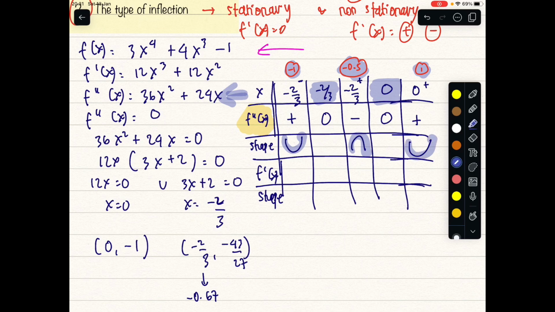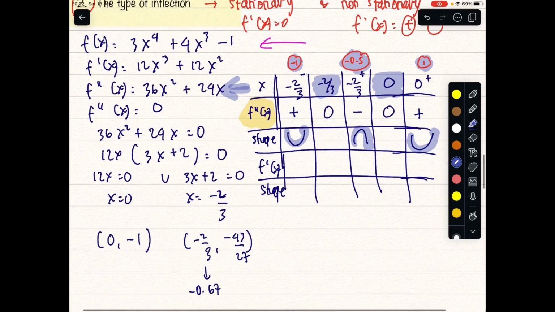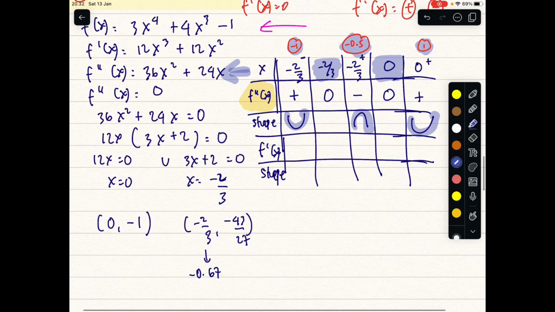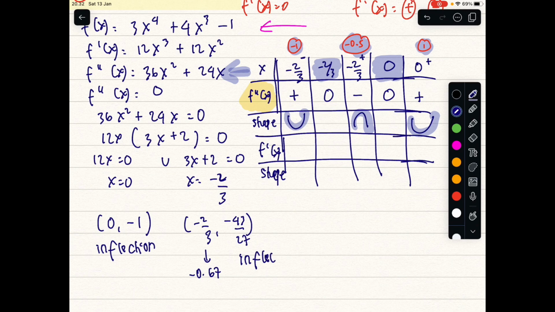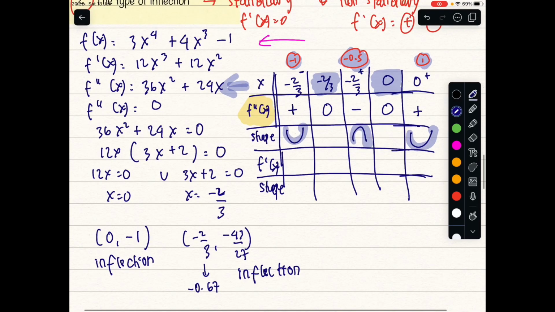So yes, -2/3, -43/27 and 0, -1, they are points of inflection, or inflection points. So this is inflection, this is also inflection. They're both inflection points. So we know that. But then remember, we need to also determine what type of inflection.